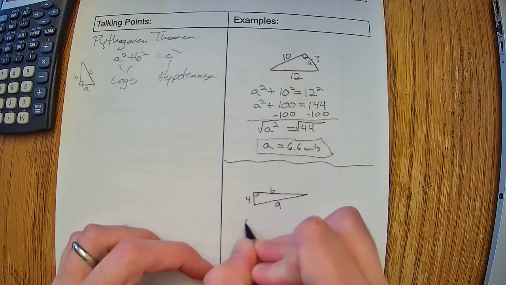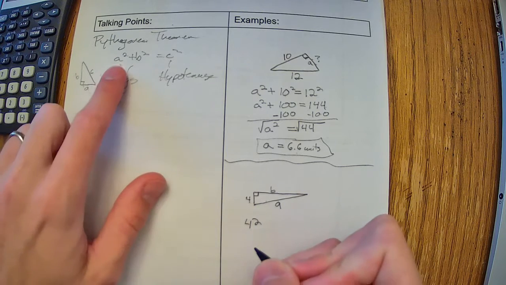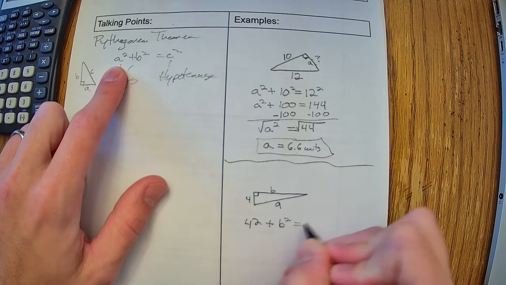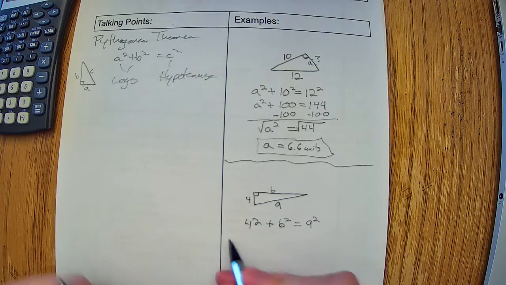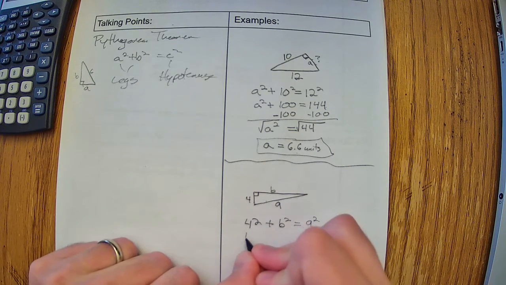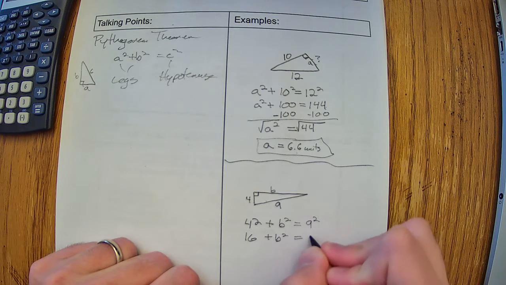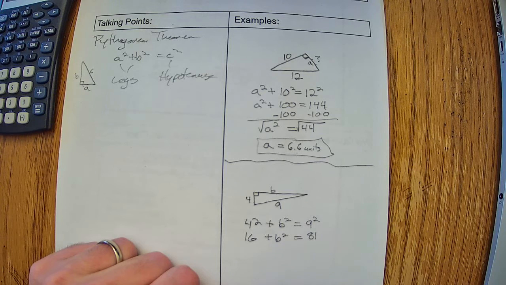So here we go. We're going to take 4 squared, because that's the A in this case, add it on to B squared, and then that's going to give us C squared, or in this case, 9 squared. So first thing we need to do is square everything. So we'll take 16 added to B squared, and then that's going to equal 81.